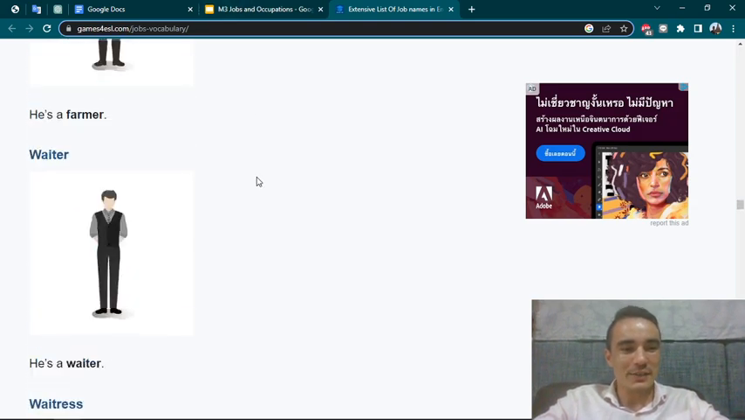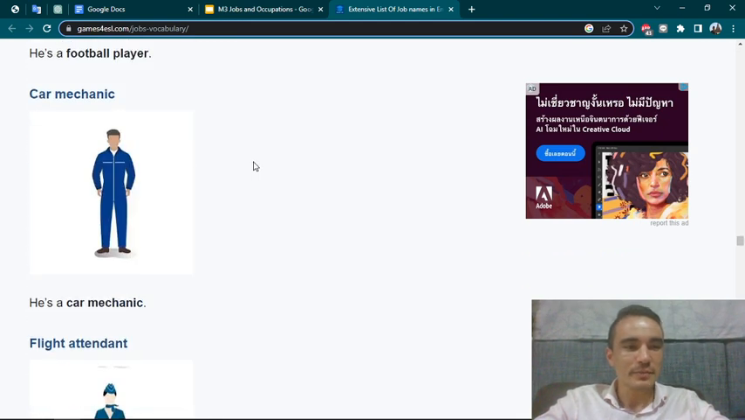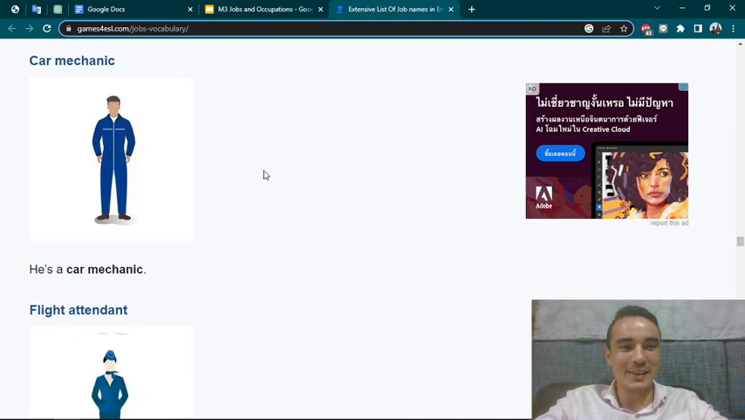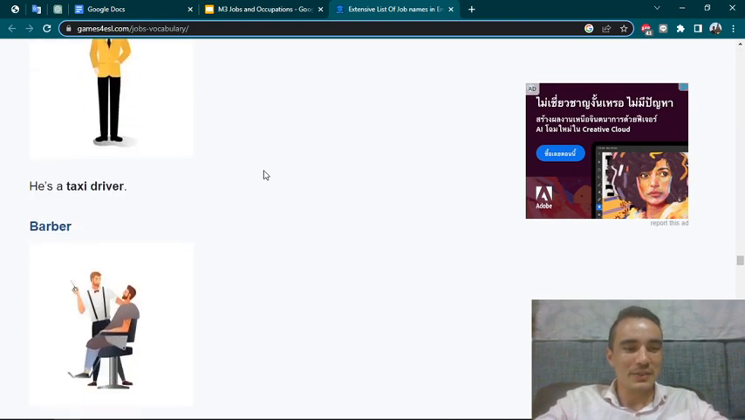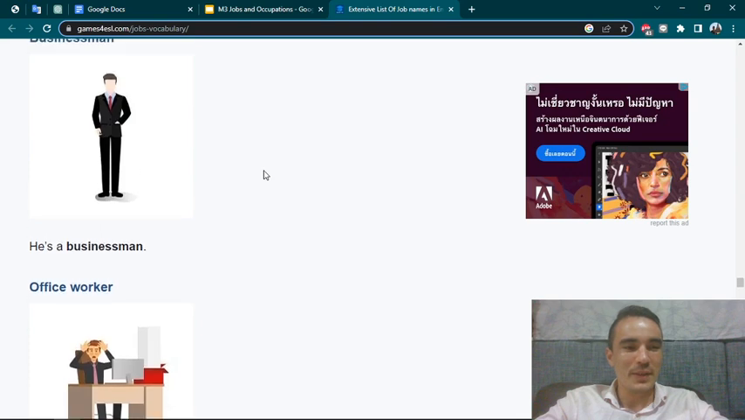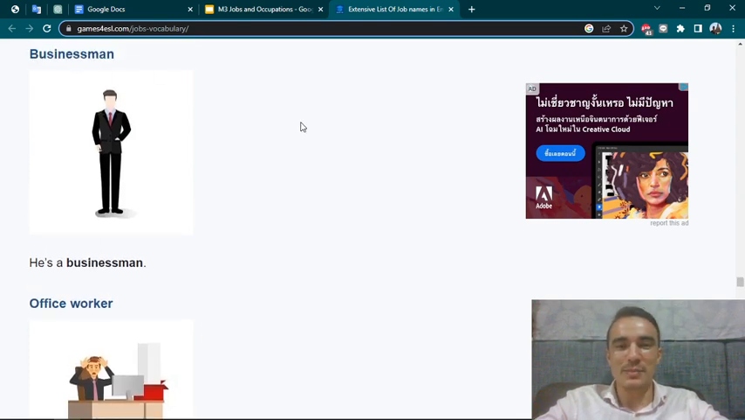Or if you get, for example, let's get a random one, car mechanic. How could you describe a car mechanic? This person fixes cars, you could say. Easily. Or if you get, for example, businessman, how could you describe businessman? You could say this person doesn't work 9 to 5. He usually dresses in suit and maybe he has his own company. This person travels a lot. He likes to do business.